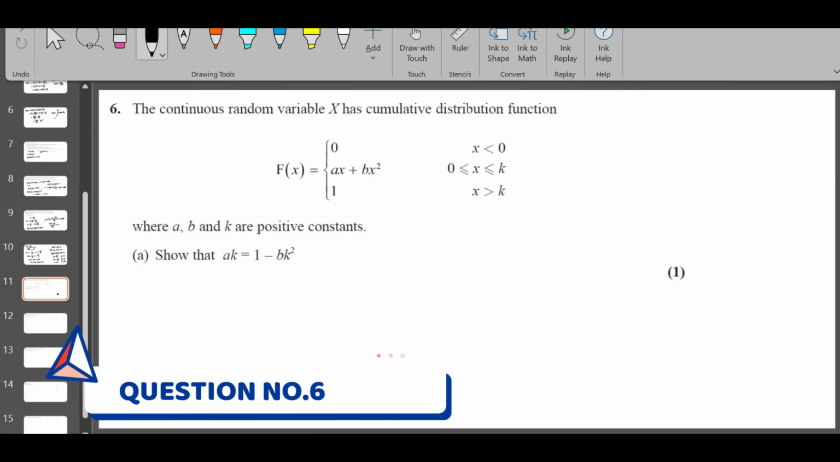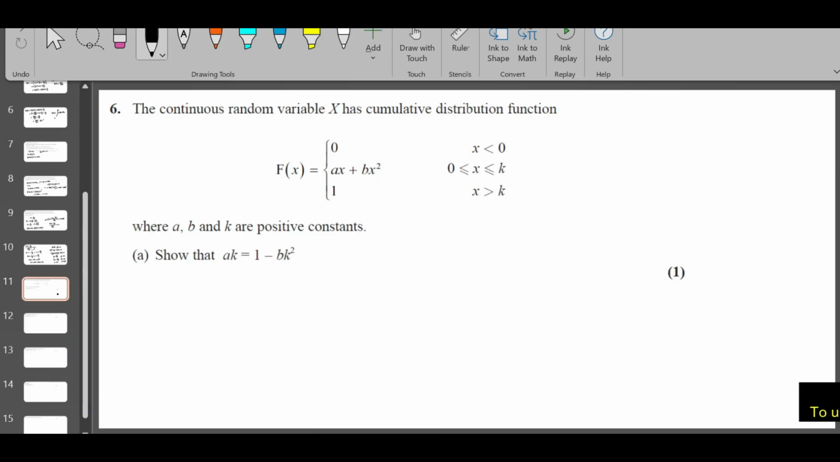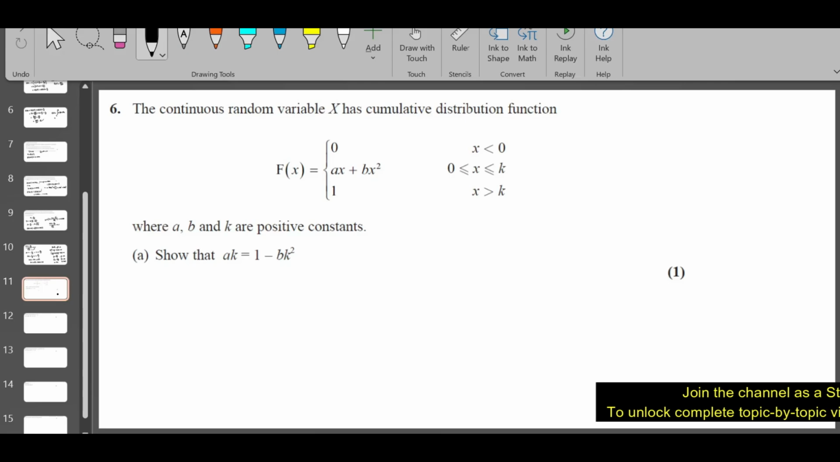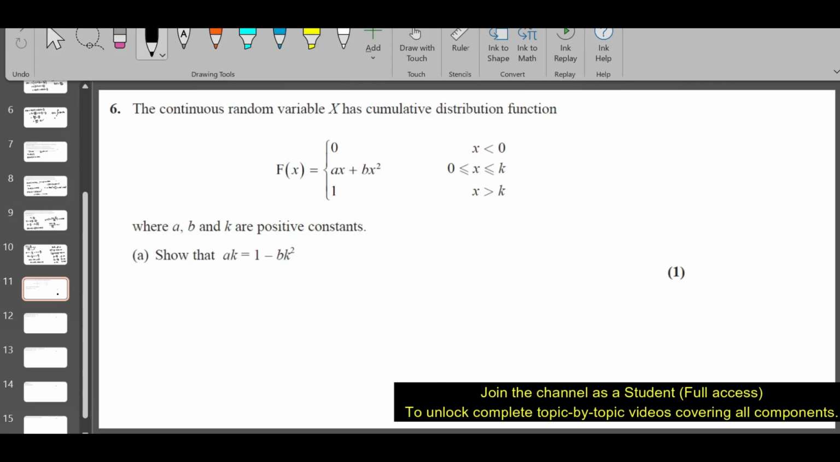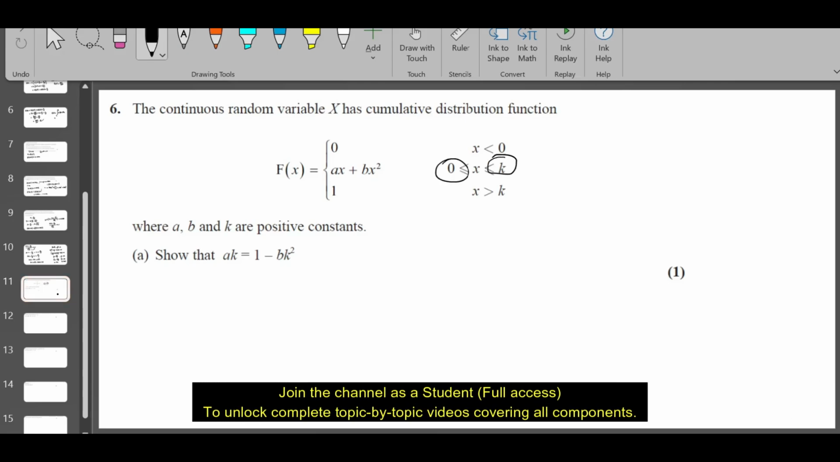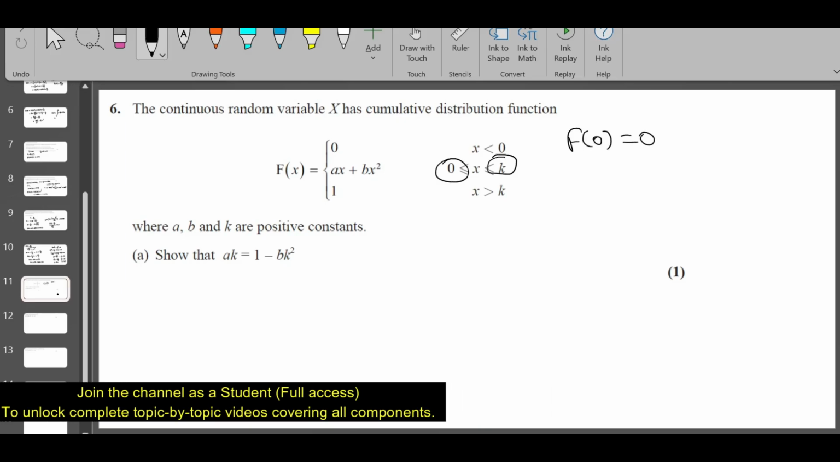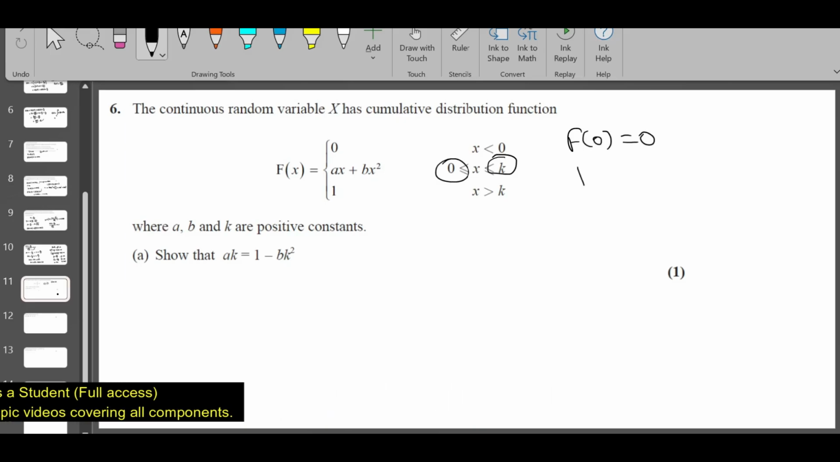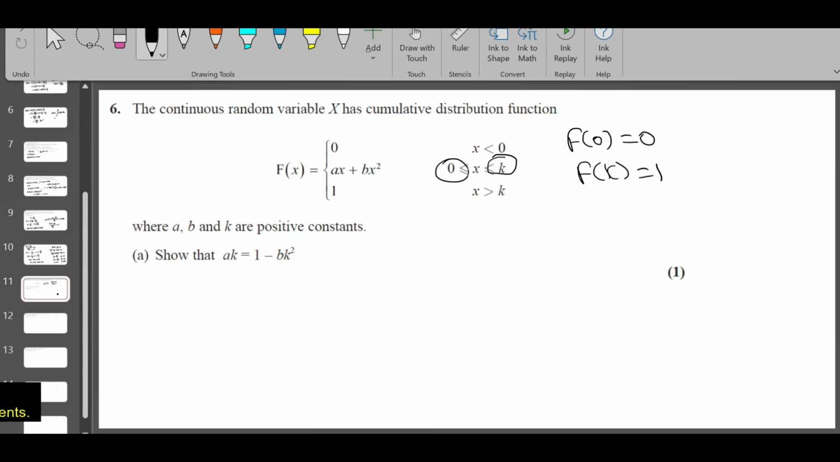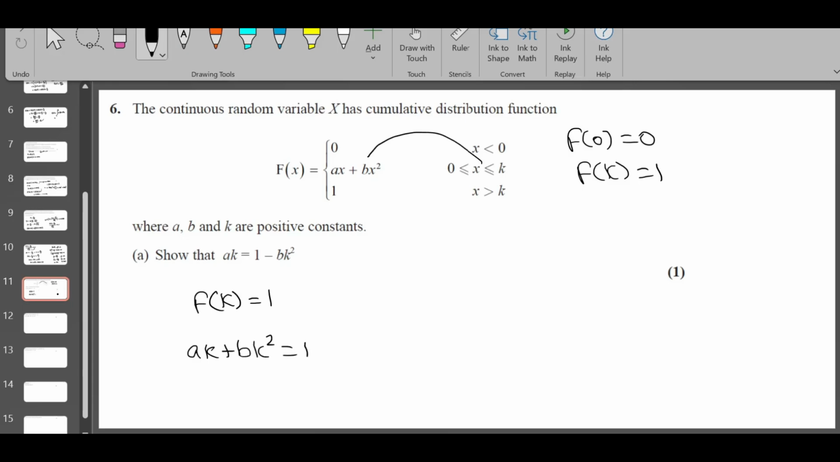Question number 6 now. We have a cumulative distribution function given where a, b, c are constants. Show that this. Okay. We are going to sub in; there are two conditions. Since the lower limit is 1, F of 0 is 0, which is not going to be useful. F of k is 1, right? So when we sub in the condition F of k is equal to 1, you sub in k in here and equate it to 1, you will get ak plus bk squared is 1. So ak is 1 minus bk squared. That's all.